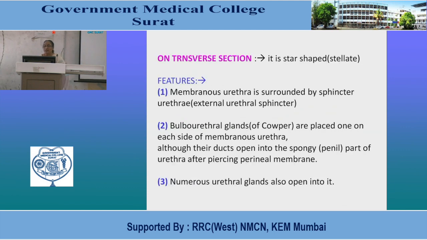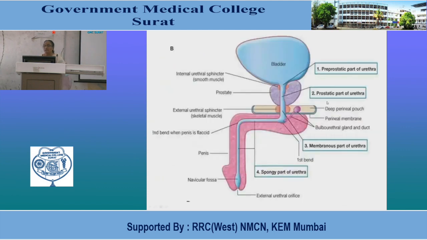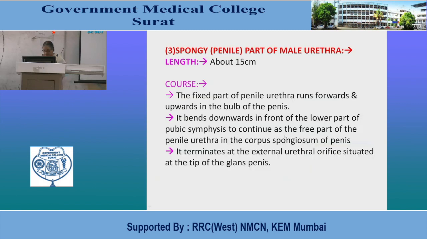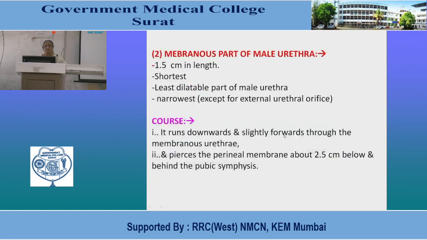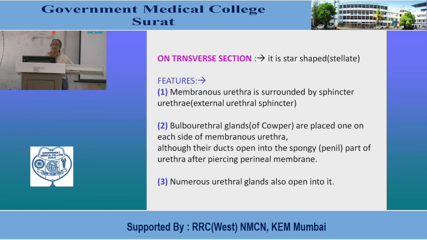Here you can see the membranous part, right? So this is the prostatic part and this is the membranous part. Here you can see the course of the membranous part: downward and slightly forward through the membranous urethra, and it pierces the perineal membrane about 2.5 cm below and behind the pubic symphysis. On transverse section, it is stellate, star shaped.